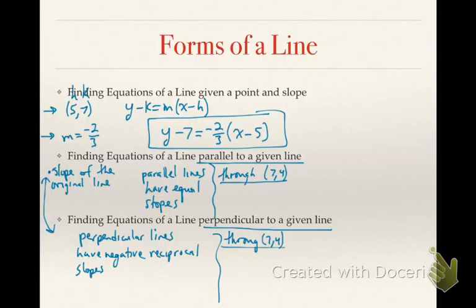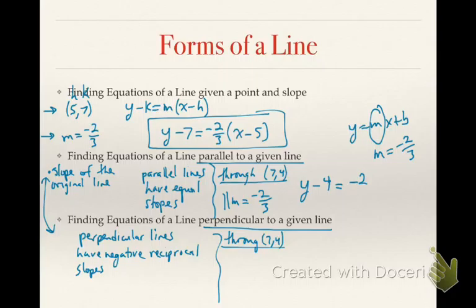If you're given the equation, all you have to do is rewrite it in the form y equals mx plus b, getting y by itself. That will allow you to find the slope of your original line. Let's say we already found that the slope of the original line is -2/3 from that first example. The parallel slope is going to be the same thing, -2/3. To write the equation, I'm going to use the point-slope form because I have the point I'm going through and my parallel slope. So it would be y minus 4 equals -2/3 times x minus 7.